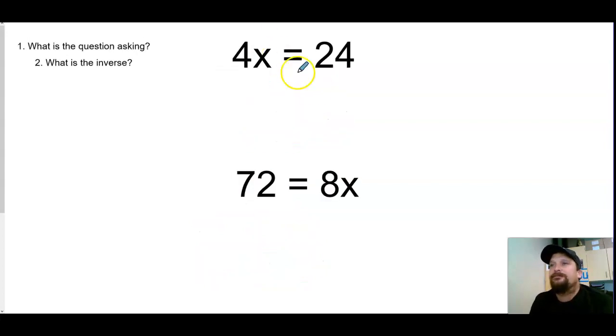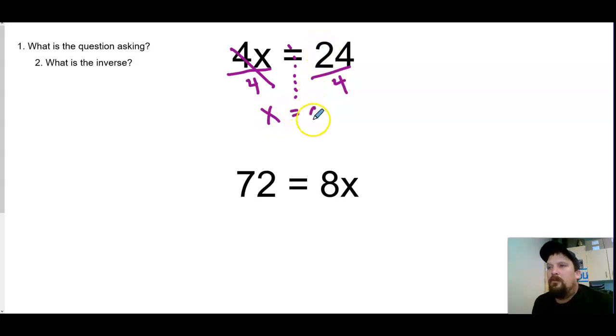Let's try another. This time we have 4x equals 24. What is this asking? This is saying 4 times what number is 24? Hopefully you can think, 4 times 6 is 24, so x is going to equal 6. Let's show how we would do our work. What's the opposite of multiplication? That's division. So we're going to divide this side by 4. Remember, whatever you do to one side must be done to the other. So the 4's cancel out and your x drops down. 24 divided by 4 is 6, exactly what we were thinking, because 4 times 6 is 24.